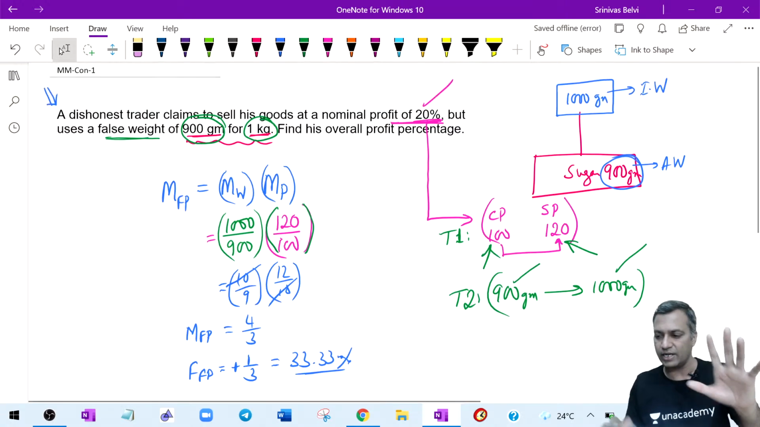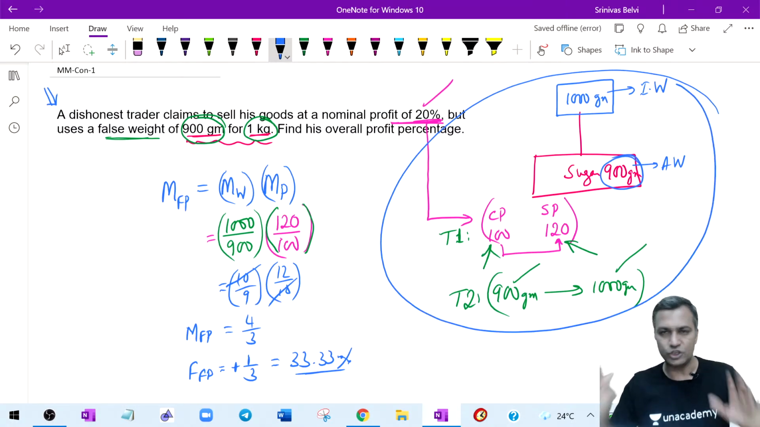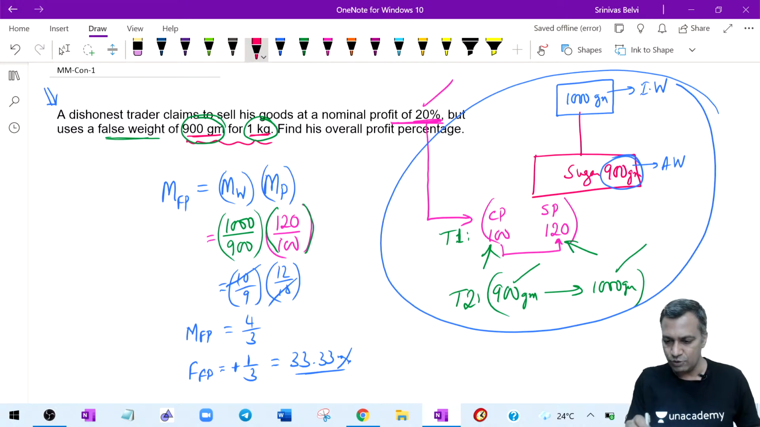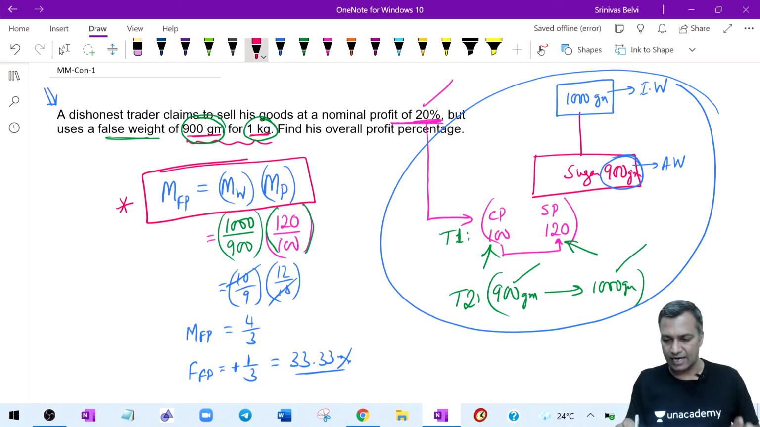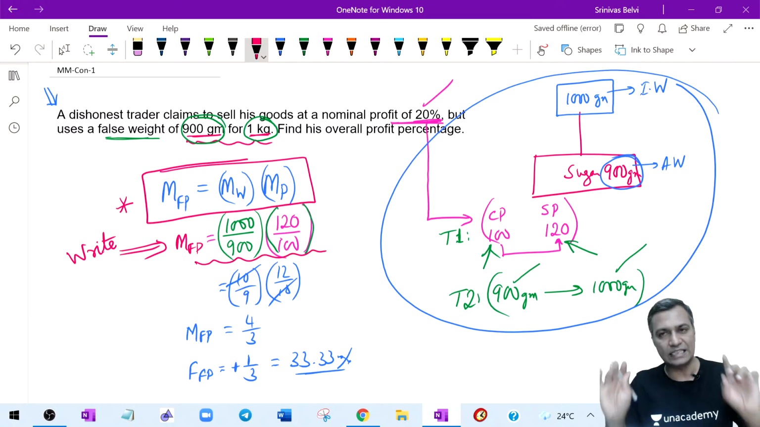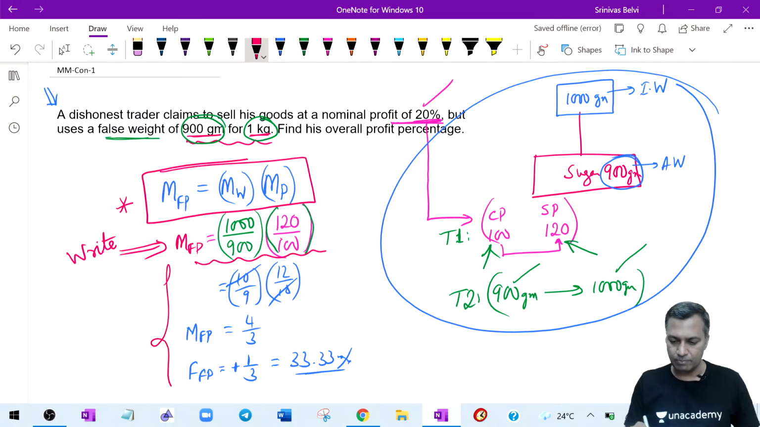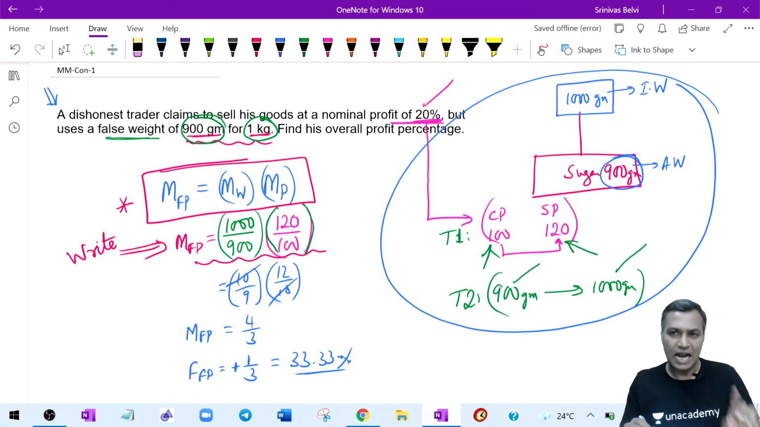My point is, you don't do all this story here. You look at this particular question and you understand this, but you only write this particular line. Anybody after reading this question is supposed to write only this information, then simplify this and write the answer. Okay, kind of clear what I'm trying to do? Is this kind of clear?